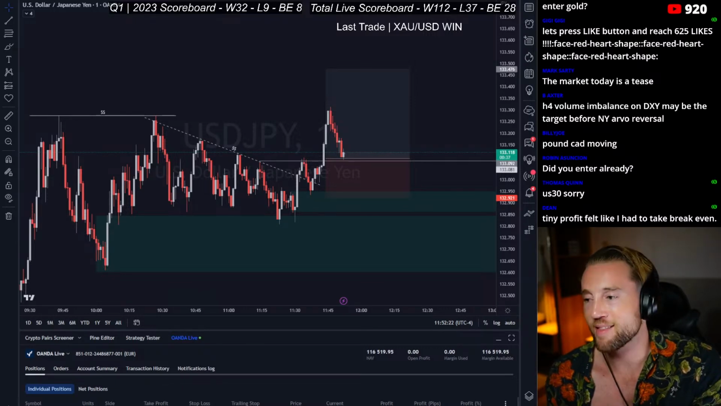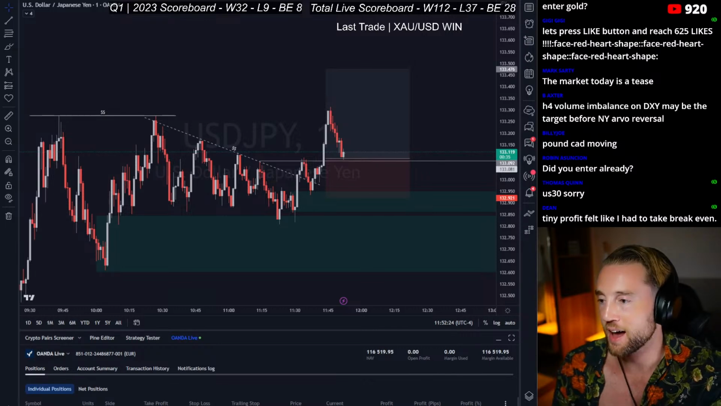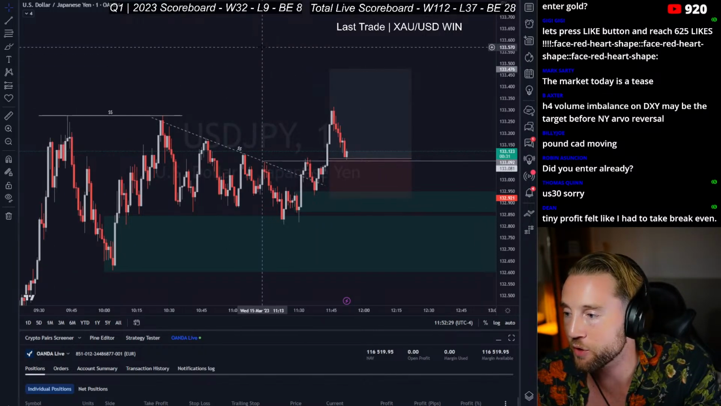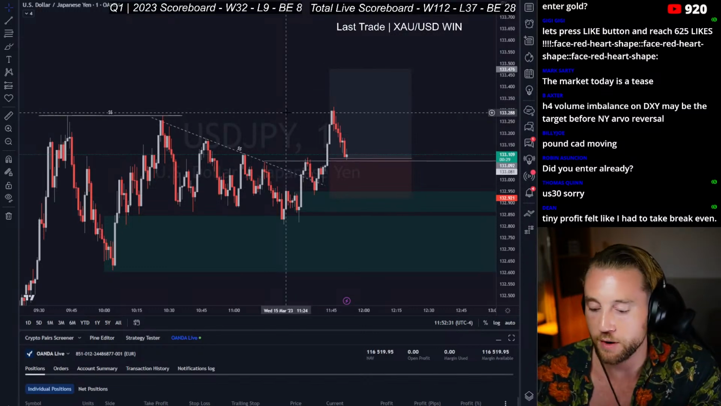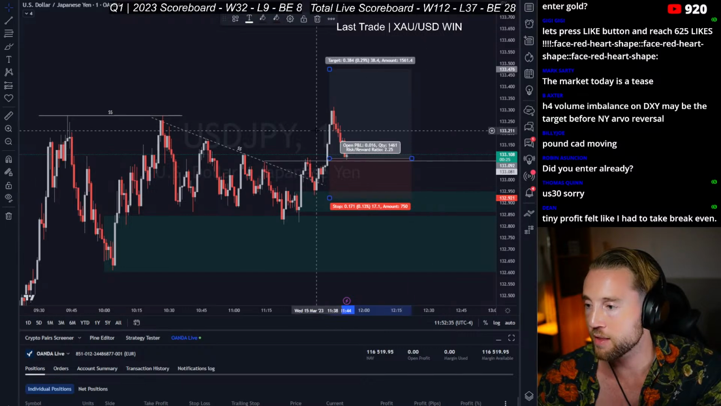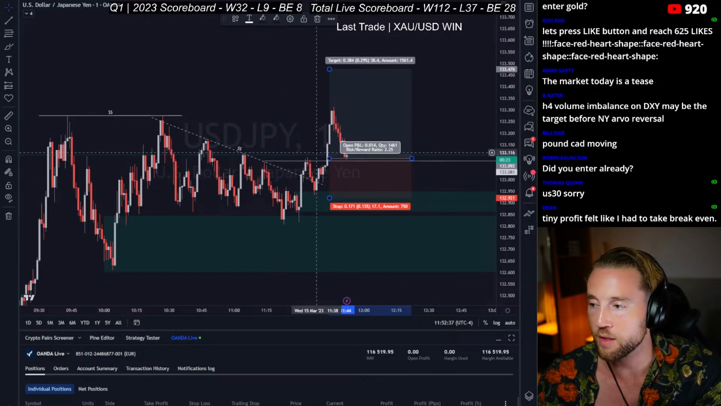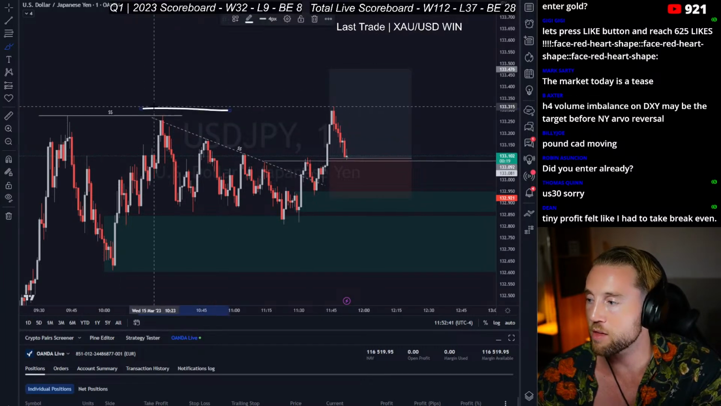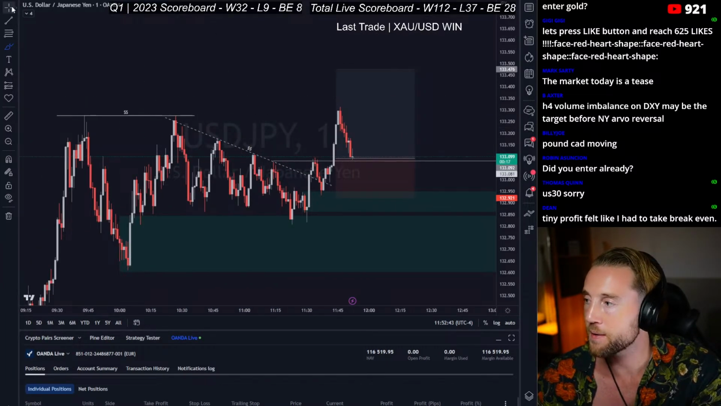The market today is a tease. Yes, it is. However, I didn't place a limit order, by the way, guys. I removed the limit order. But for you guys to understand, this trade, if you took it on the breakout, yeah, you should have taken some profits at least at the target. Initial target is these equal highs right there.